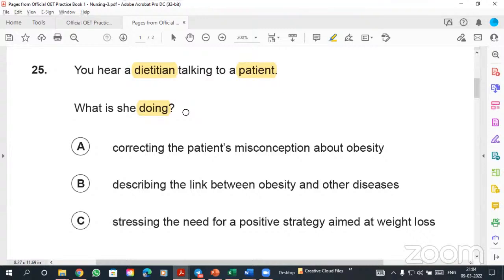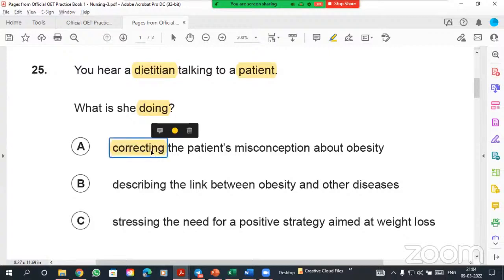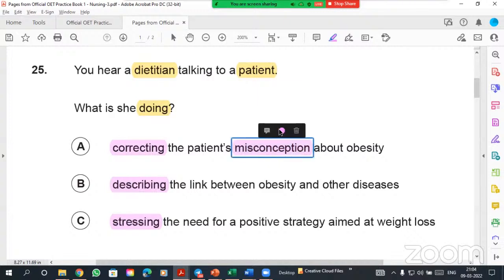Okay. And so doing what? Stressing. So let us see what are the related words. This is the ing form. Describing, ing form. Stressing, ing form. Okay. Now, correcting what? Patient's misconception. So misconception means wrong notion, wrong ideology.